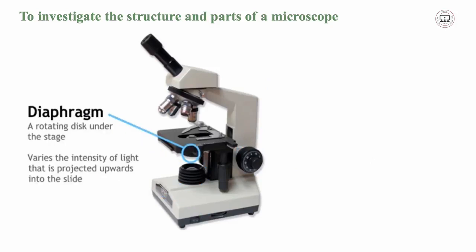The diaphragm. This is a rotating disc found under the stage. It varies the light intensity that is projected upwards into the slide.